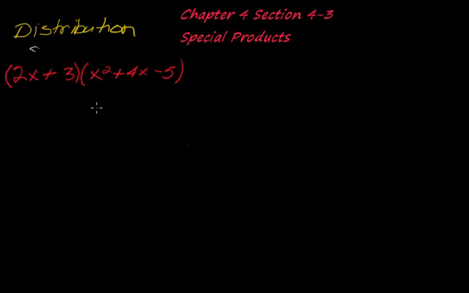This is section 4.3. A couple of things on this. One, the first thing I believe that you guys are all very familiar with, and that is the distribution property. So if we have, and I'm looking at example number 1 on page 174, if we have this polynomial here, (2x + 3) times (x squared + 4x - 5).